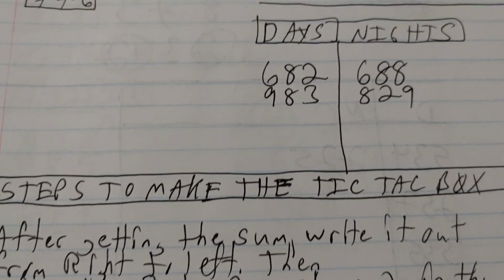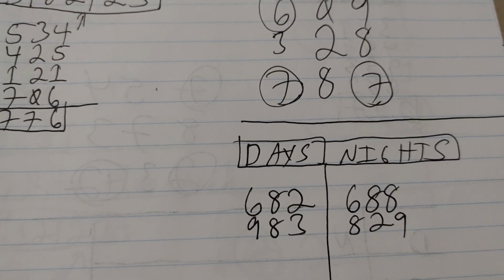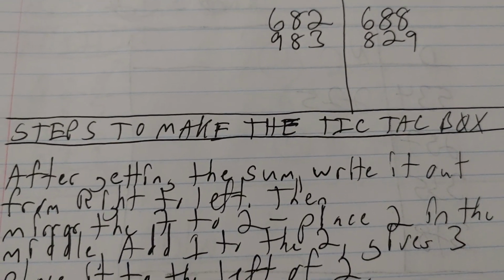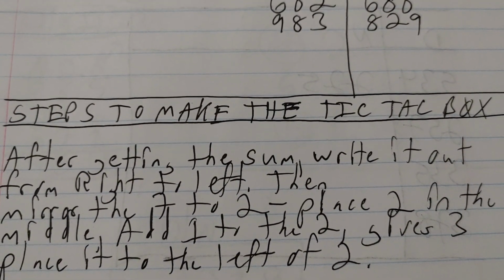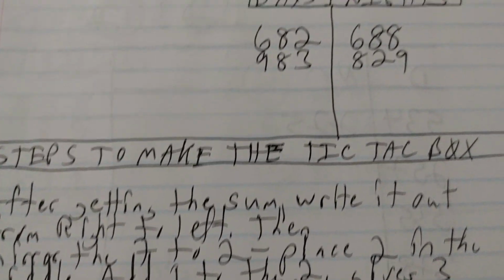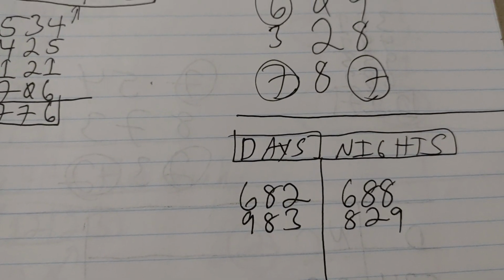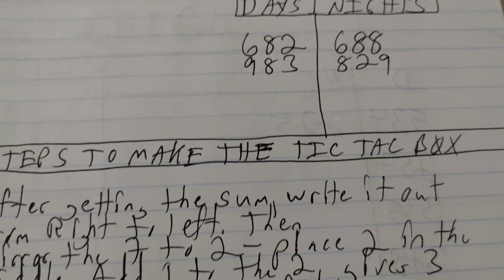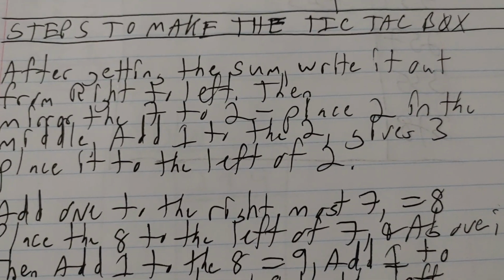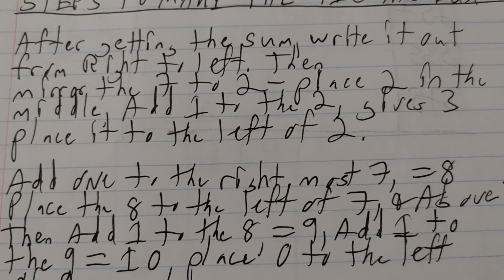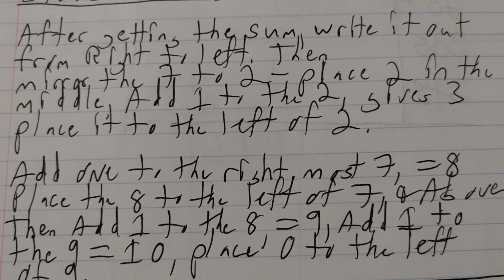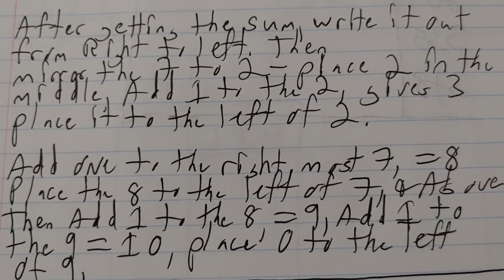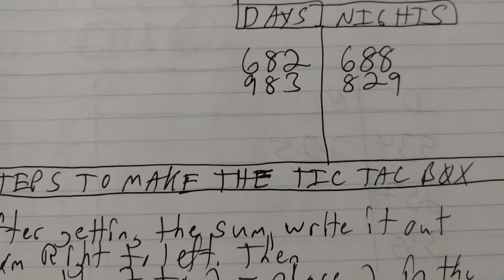You're going to mirror the 722. Alright, place the 2 in the middle. Add 1 to the 2, that gives 3. And you place it to the left of the 2. There you go, the 3's on the left side of the 2. Alright, and then add 1 to the rightmost 7, which is 8. You're going to place the 8 to the left of the 7 and above, then add 1 to the 8, which equals 9, which I'll show in 1 second.